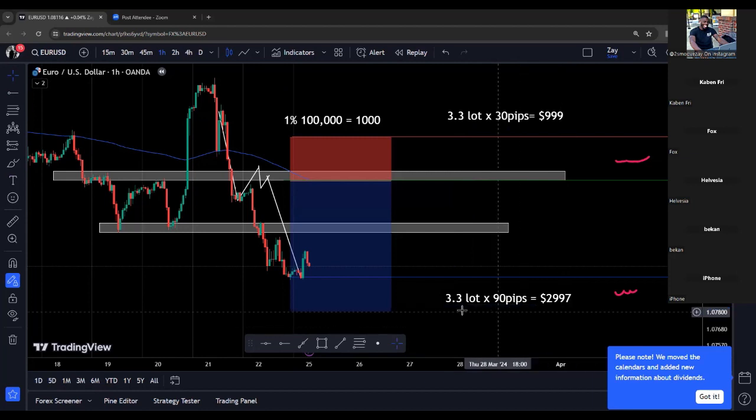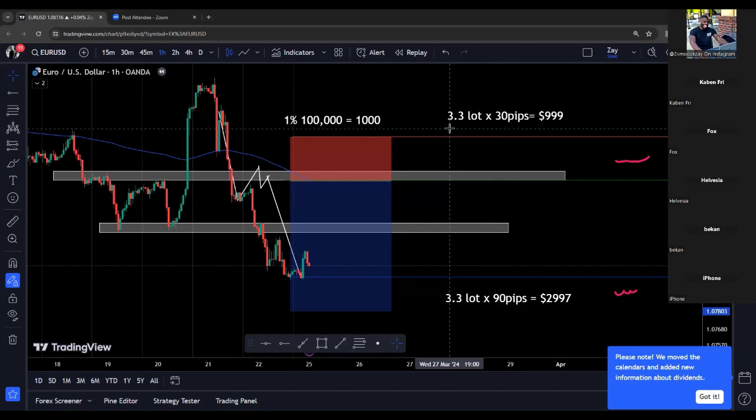So according to MT4, it's 3.3. Not 33.3, that's crazy. If you had a 100K account and you say you're going to risk no more than 1%, which is $1,000, the biggest lot size you could possibly use on one entry is 3.3. If you risk with 3.3, you'll be risking $999, but you'll be gaining $2,997.